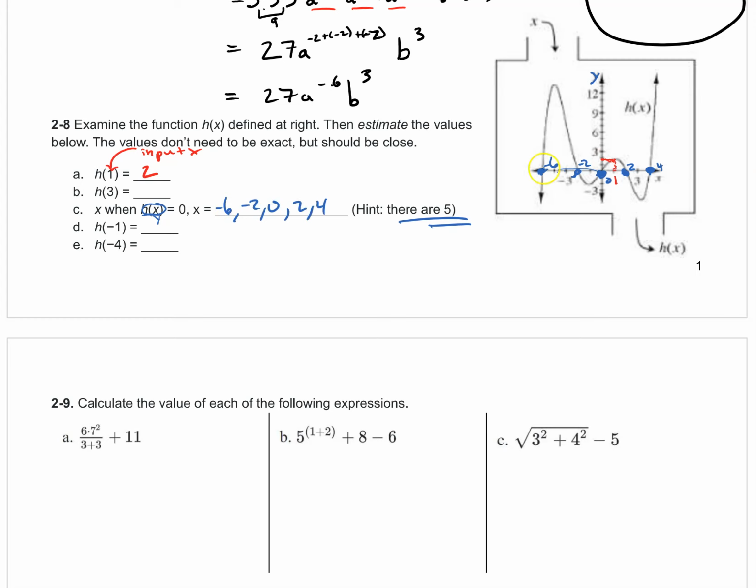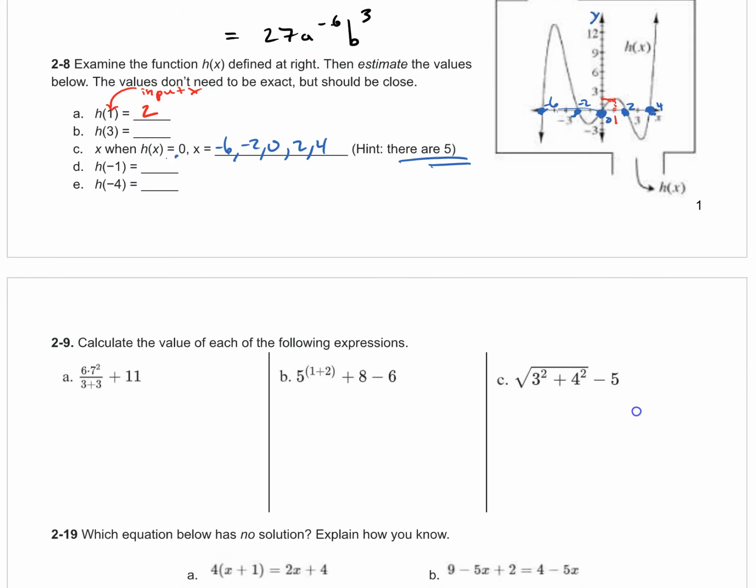So what does that mean? That means if I go to 4 on the x-axis, the output or y is 0. If I go to 2 on the x-axis, the output or y is 0. So y is 0 at all of these locations, right? And that's what it's asking you to do. Where is y 0? And then find the x.